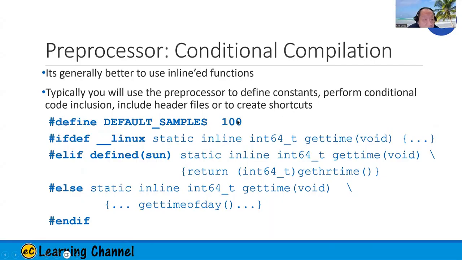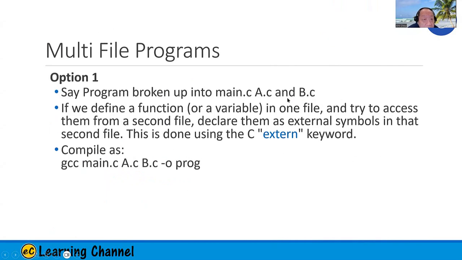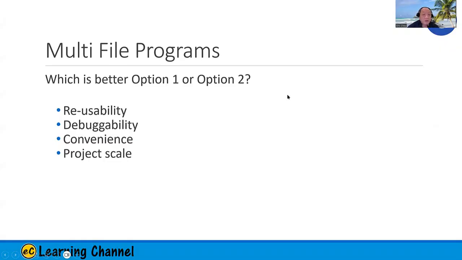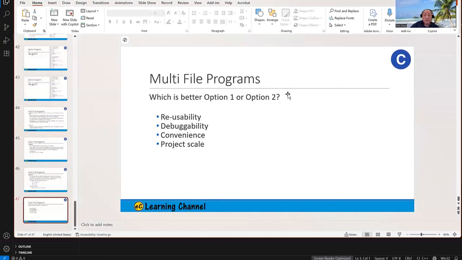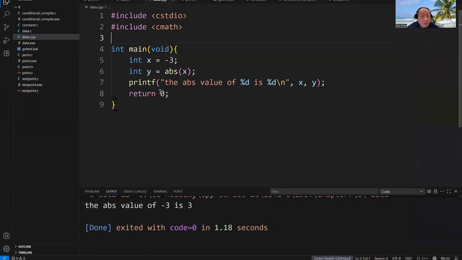Conditional compilation, I talked about it already. Multiple files, I taught you already. So chapter 7, we are done. Work on the homework. Any questions so far for this chapter 7?